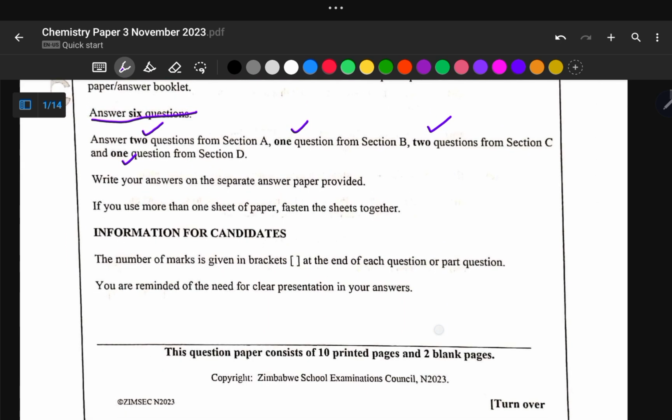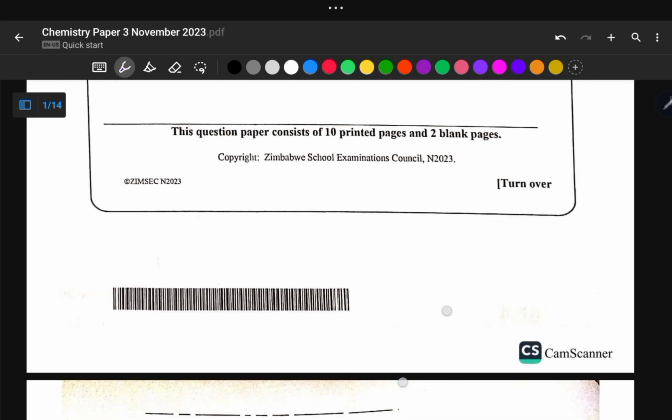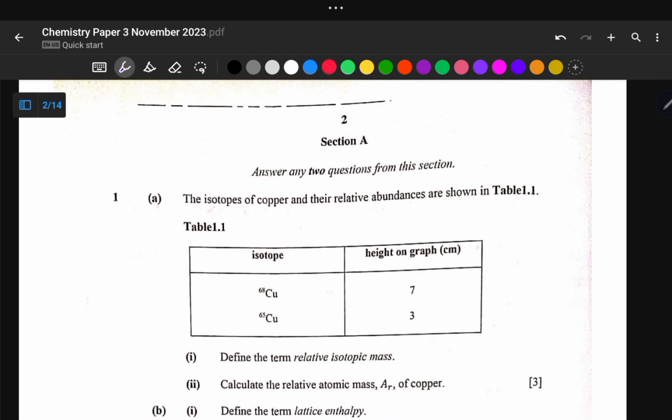We are now diving into the first part of the question, and I hope you have done this paper before watching this video, so that you can make use of this session to assess yourself. For Section A, number 1 says the isotopes of copper and their relative abundance are shown in the table. We've got the first isotope with isotopic mass of 68, and the next isotope with isotopic mass of 64, and then we are given the abundance.